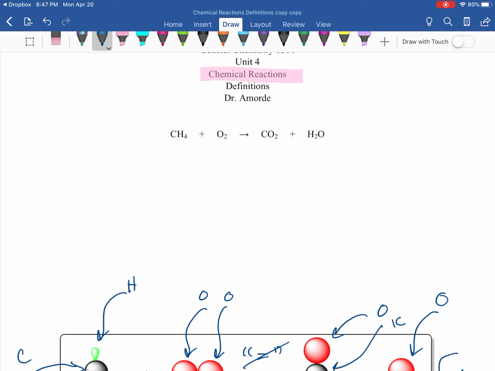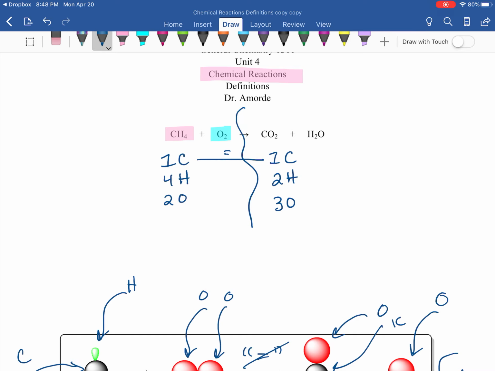Every once in a while, a student will ask me, is there an algebra formula? Can I plug a formula in and figure this out? Maybe. I tend to solve them like a puzzle. So I kind of start on this side and say, all right, I've got 1 carbon, 4 hydrogens and 2 oxygens. I've got 1 carbon, 2 hydrogens, and 3 oxygens. And then my general rule of thumb is I start with the most complicated formula. And so I'm going to pick the CH4. Why not? And I'm going to do the least complicated formula last. So let's do oxygen last.